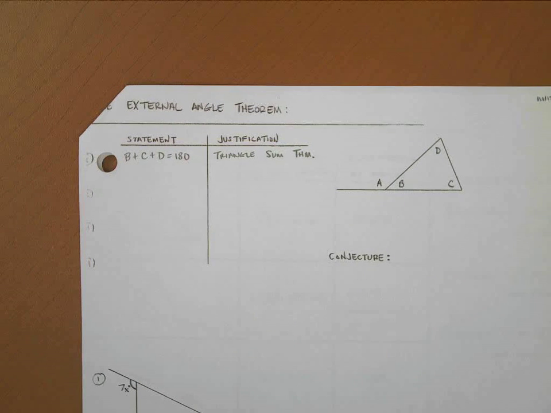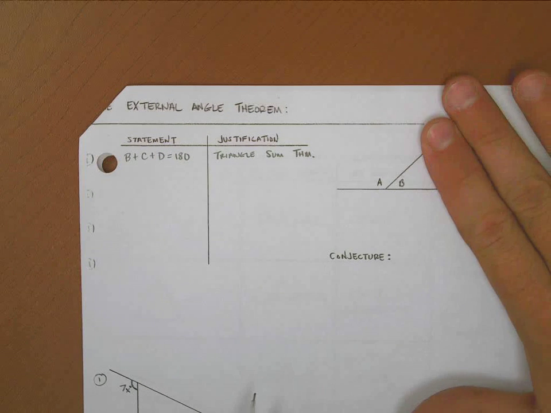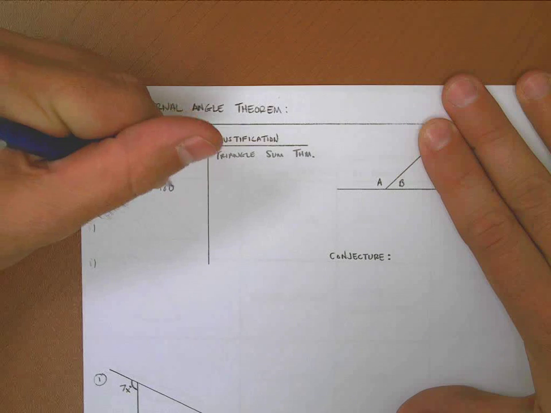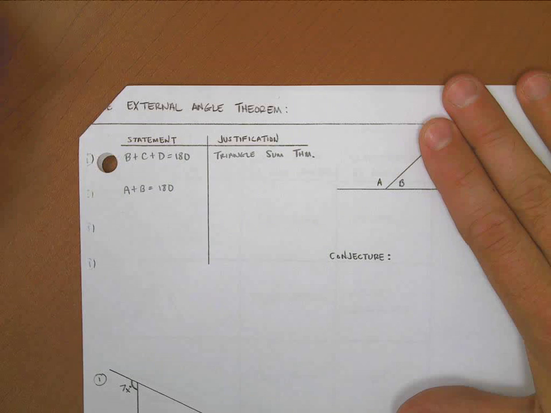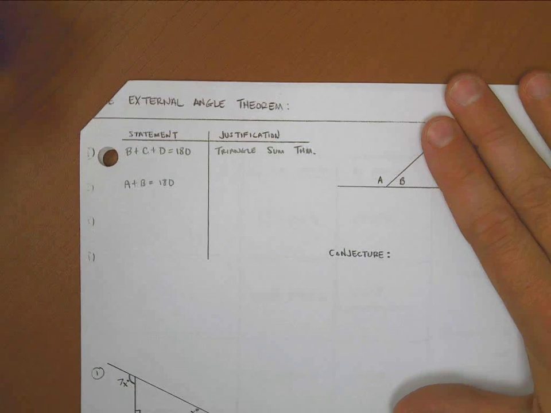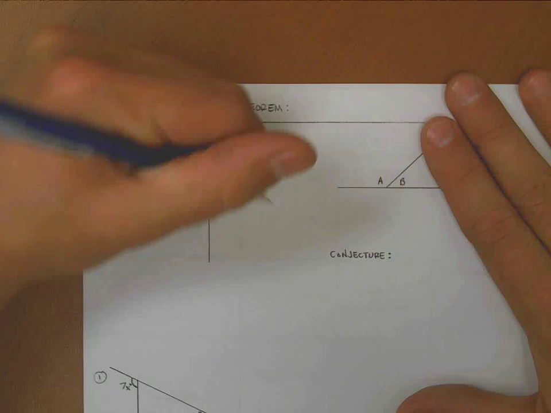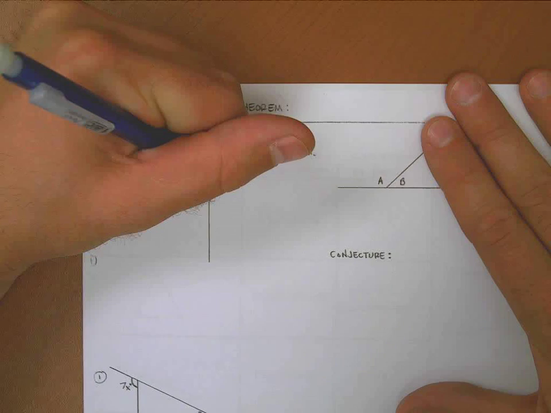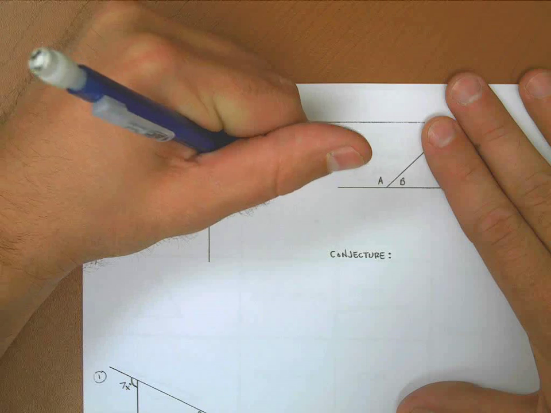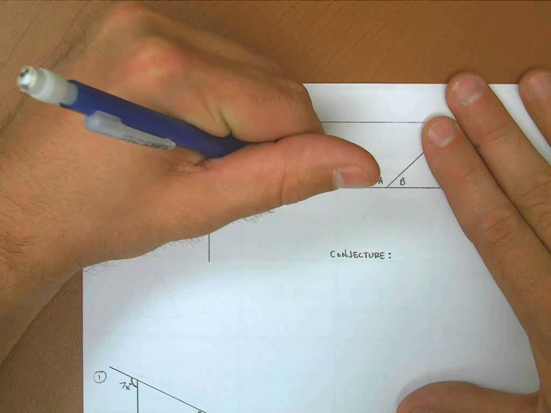I also know that if I forget about D and C for a second and just look at A and B, A and B have to add up to 180 degrees. Why do I know that? Because they're supplementary angles. I can say that they're a linear pair. I don't really care what the justification is here. Let's say that they're supplementary angles. That's a term that most of us are familiar with.